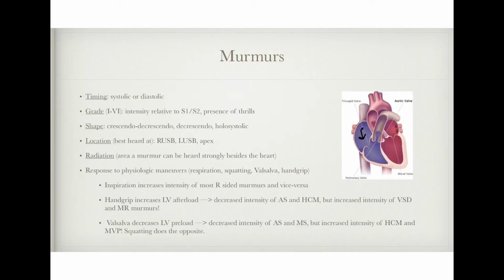Hand grip increases the afterload, the pressure in the aorta, and so murmurs that depend on forward flow through the aortic valve, such as aortic stenosis and hypertrophic cardiomyopathy, would be decreased, whereas murmurs that are associated with flow into other places other than through the aortic valve, such as flow from the left ventricle to the right ventricle in a VSD, or flow from the left ventricle to the left atrium in mitral regurgitation, would be increased in intensity with a hand grip maneuver.